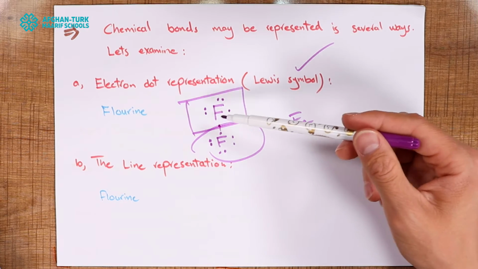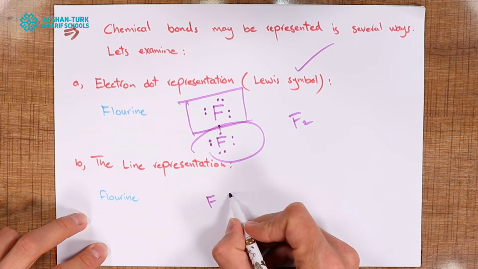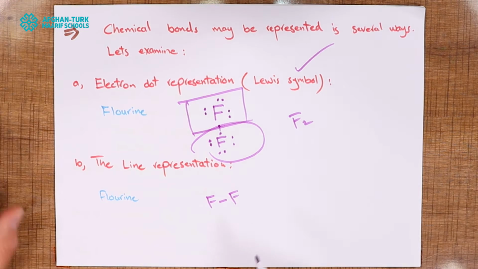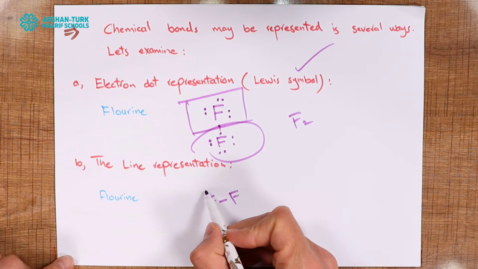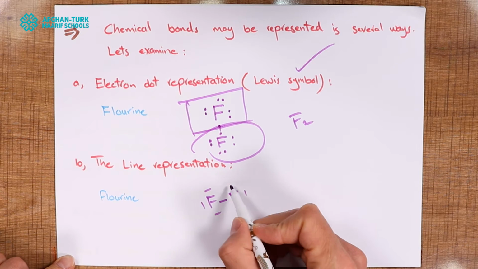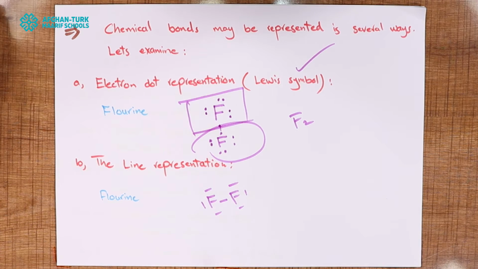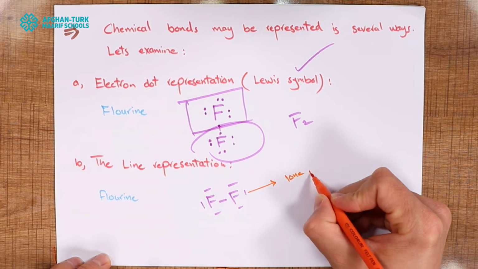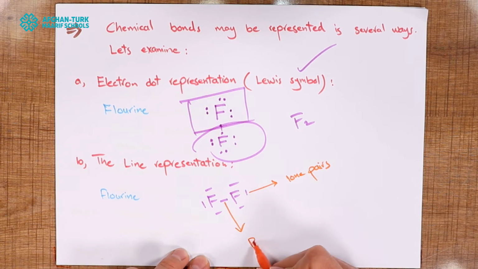If you want to represent this with a line representation, we can write something like this: fluorine and fluorine, one line. This line shows one bond or 2 electrons. And if you want to write these electrons around each fluorine atom, we can draw something like this. Each one of them shows 2 electrons, or a pair of electrons. These pairs are known as lone pairs, and this pair is known as the bonding pair.